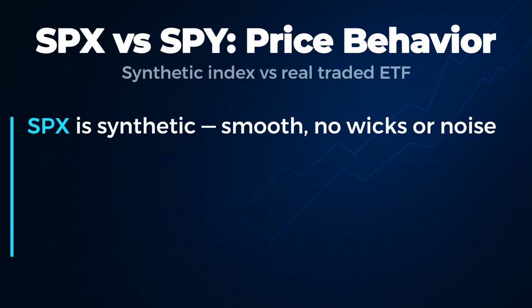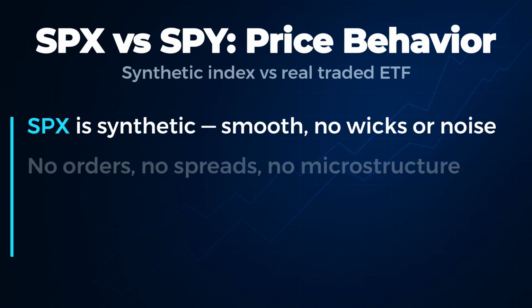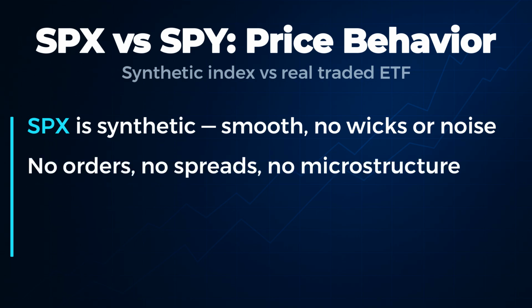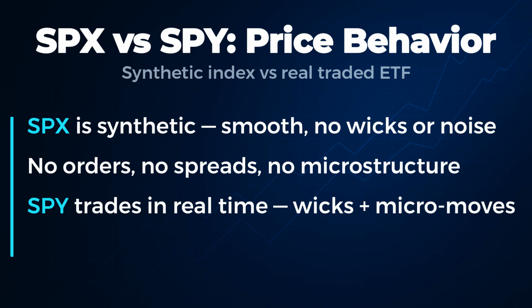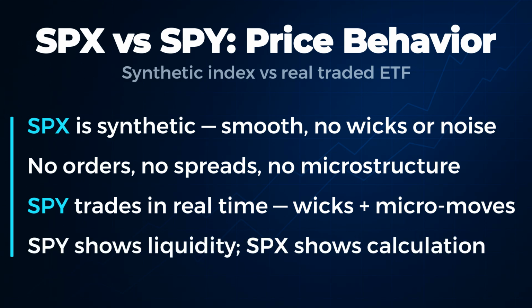SPX prints smooth turning points. SPY prints wicks, spikes, and micro noise. Because SPX is synthetic, it reflects only the weighted price changes of its components. No orders, no spreads, no auction mechanics. SPY is real and absorbs every element of microstructure. SPY reflects live order flow, bid-ask spread, liquidity depth. SPX reflects none of this. It's a calculation, not a marketplace.